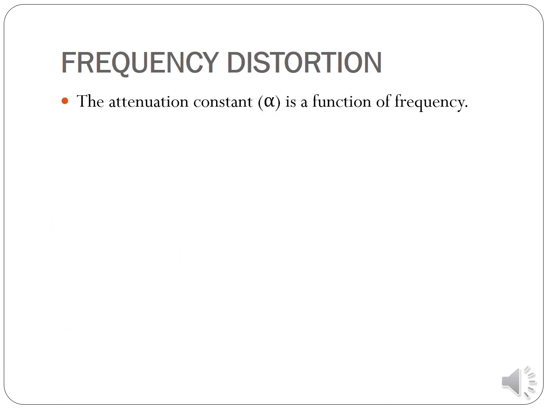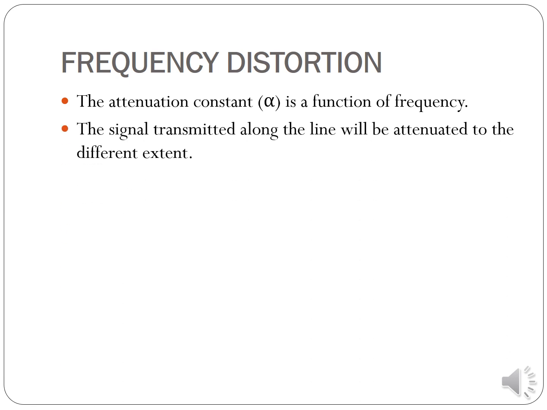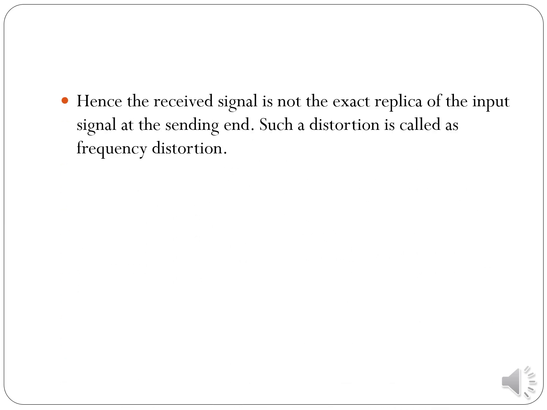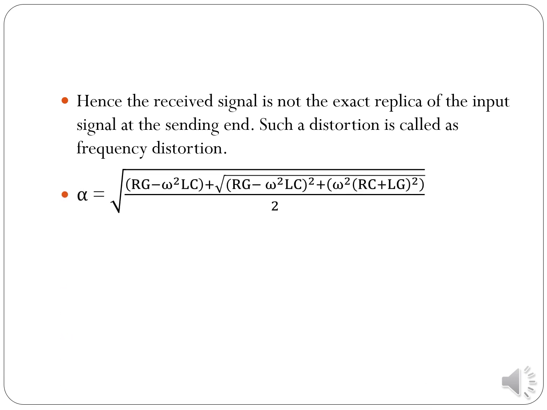Frequency distortion: the attenuation constant alpha is a function of frequency. The signal transmitted along the line will be attenuated to different extents. For example, a voice signal consists of many frequencies and is transmitted along the transmission line, and all the frequencies will not be attenuated equally. Hence, the received signal is not the exact replica of the input signal at the sending end. Such distortion is called frequency distortion.